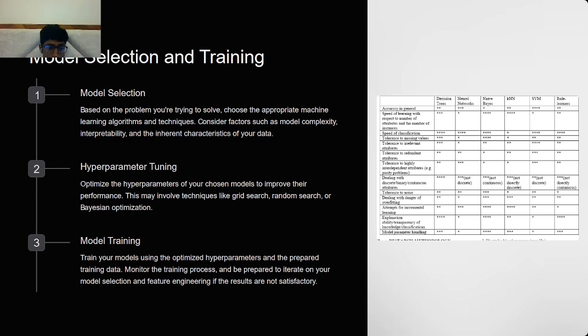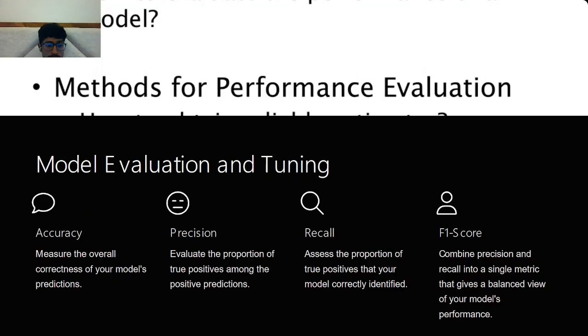Hyperparameter tuning: optimize hyperparameters of your chosen models to improve their performance. This may involve techniques like grid search, random search, or Bayesian optimization. Model training: train your models using the optimized parameters and the prepared training data. Monitor the training process and be prepared to iterate on your model selection and feature engineering if the results are not satisfactory.